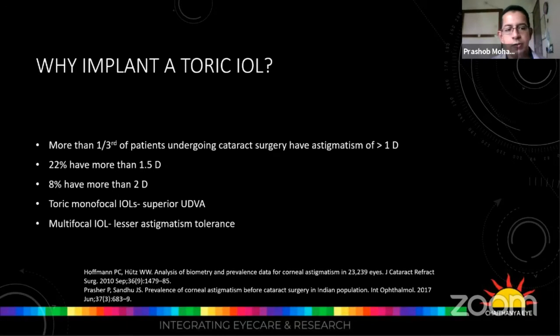Now, the advantage of implanting a toric IOL in patients with significant astigmatism is that it gives superior uncorrected vision. And as you know, if you are implanting a multifocal IOL, they have lesser astigmatism tolerance, and it is better to go for a toric IOL if you have significant astigmatism.